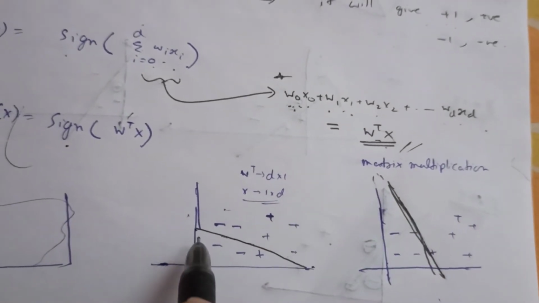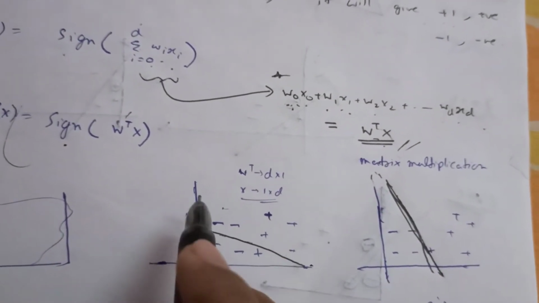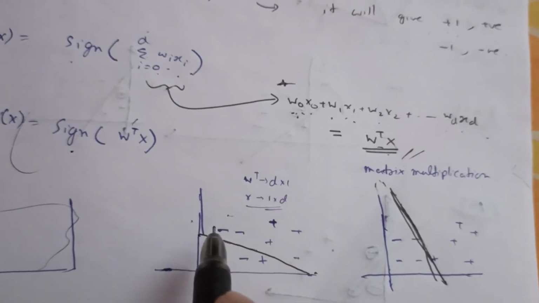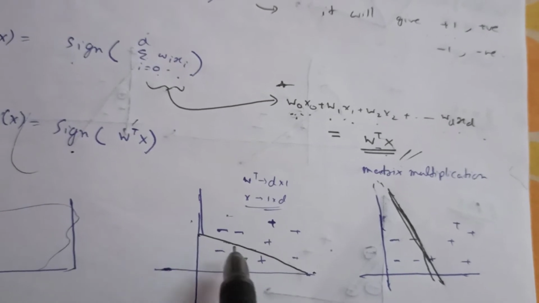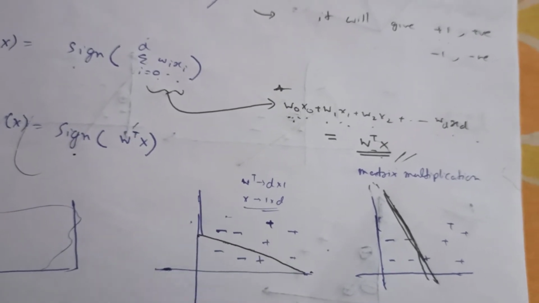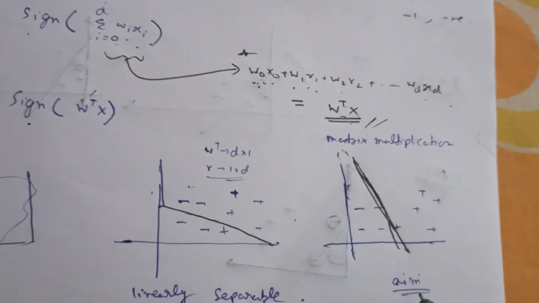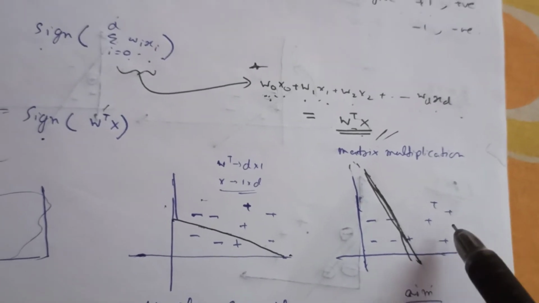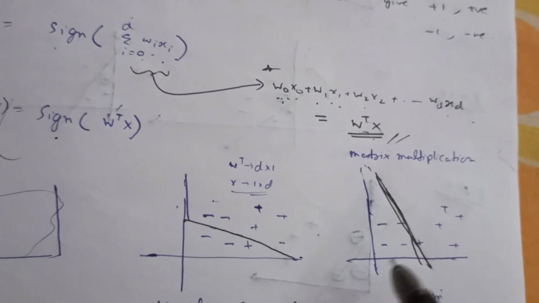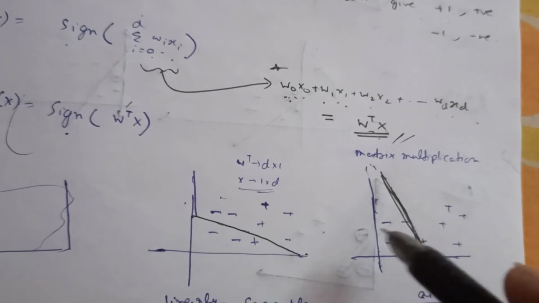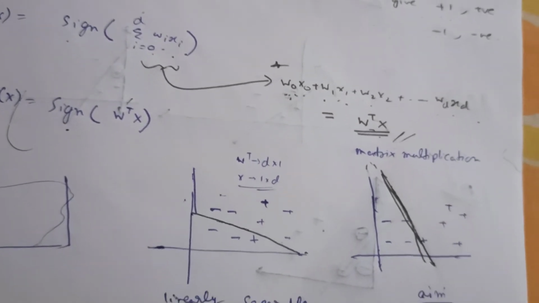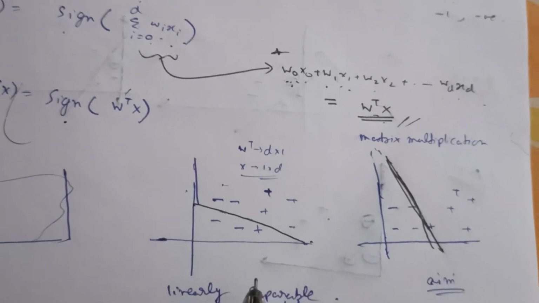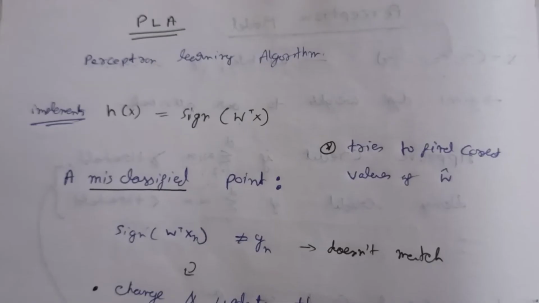We can modify this line by the weight values. So we are going to change the values of the weight vector such that this line separates the minus and plus accurately. Our aim is to achieve this state where all the plus are on one side and all the minus are on the other side. It can be on either side, but one side will have plus and the other side will have minus. This is applicable for linearly separable data.